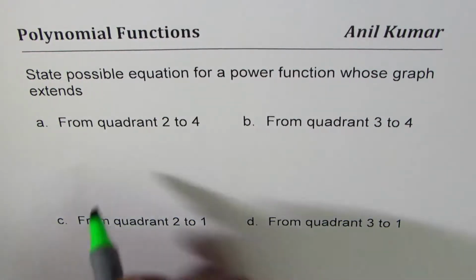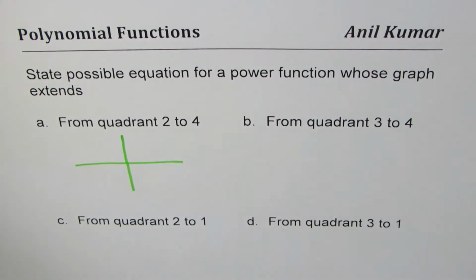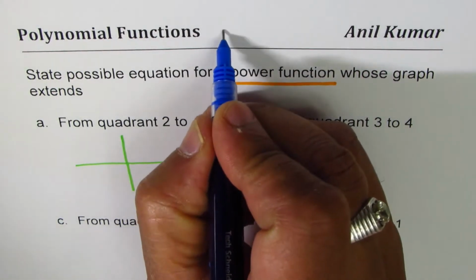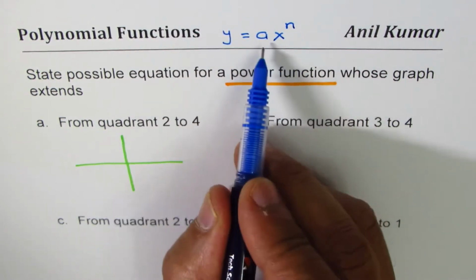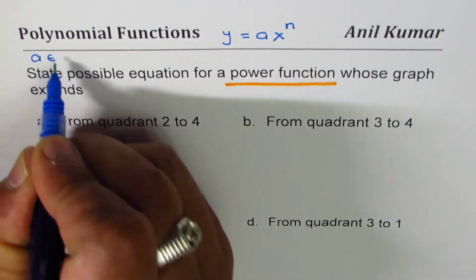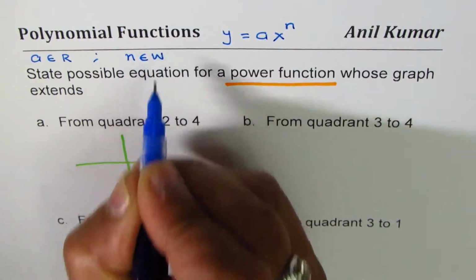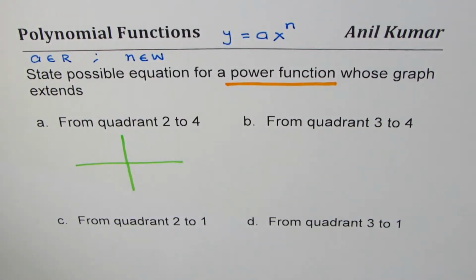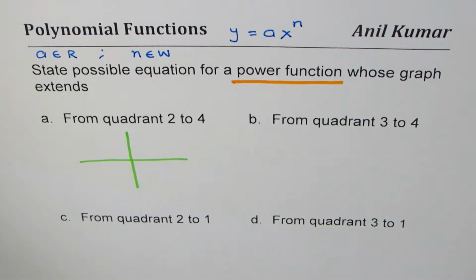What I really want to say here is that if we have a graph, since we are saying it is a power function, let's understand what a power function is. Power function really means a function of the form y equals a x to the power of n, where a belongs to real numbers, and n belongs to whole numbers. So always this graph will go through the origin. That's very important. If x is 0, y is going to be 0, correct?